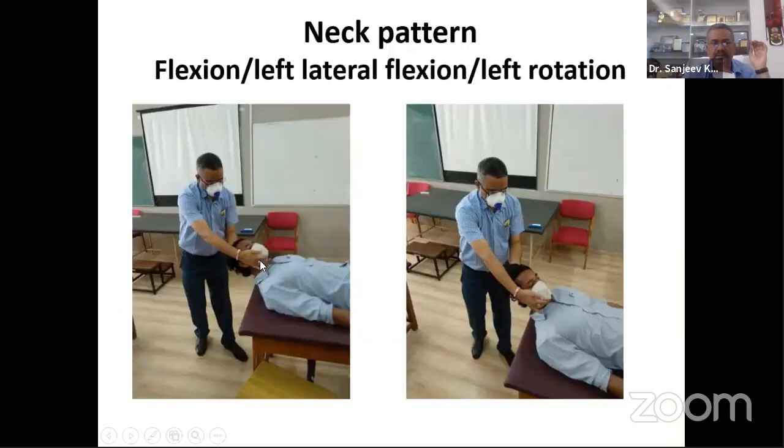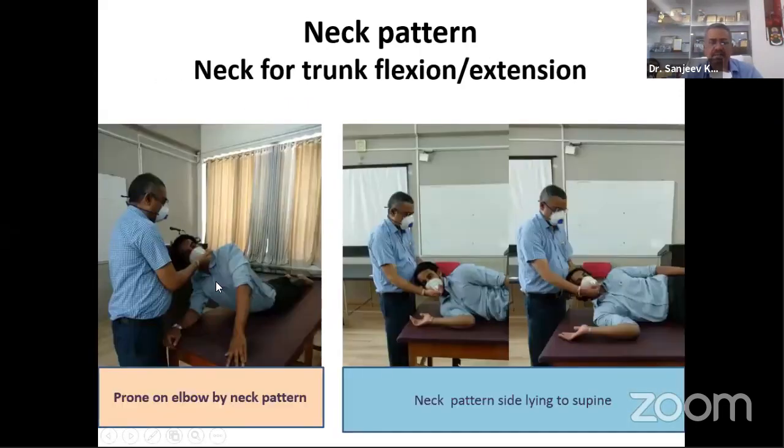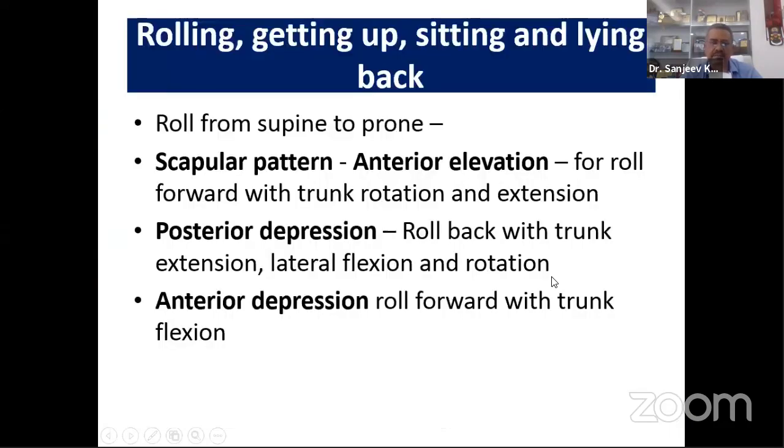So if you see here, this is neck for trunk rotation, neck rotation, and trunk turning of the trunk, and otherwise lifting of the upper trunk. Now if you see here, again lifting of the neck, lifting of the trunk, and taking it back. And then in this, turning of the trunk, lifting of the trunk, here turning of the neck and turning back of the trunk. Here if you see chopping, patient can come up to sit, chopping, patient can come up to sit, lifting, patient can go back to lying position.